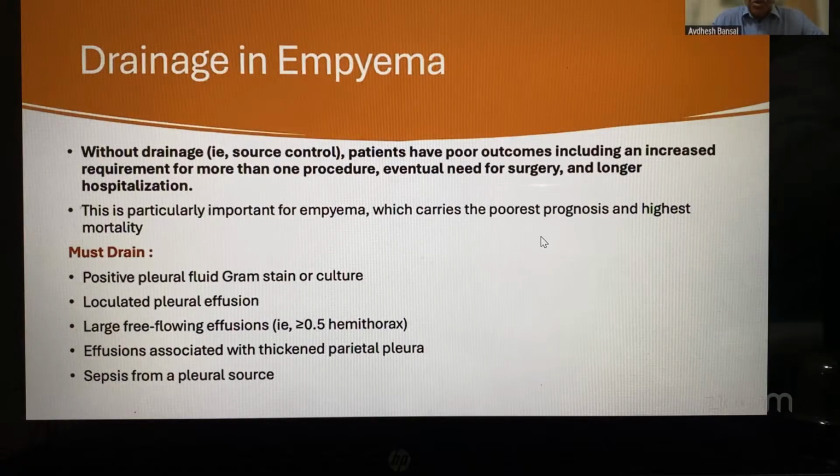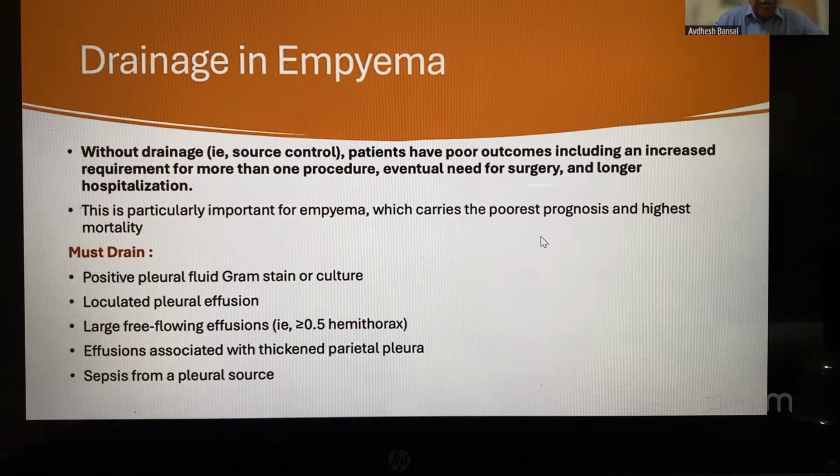So the drainage, the second part, is very, very important because if you do not drain, the patient will always have a poor outcome. They will require more procedures. Eventually, they may need surgery and longer hospitalization. And this is particularly important for empyema, pure pus, where the prognosis is the poorest and it has the highest mortality, almost 30 to 40% at times.